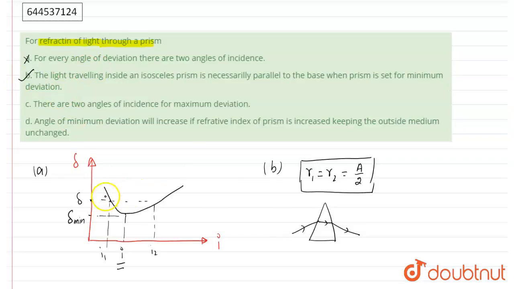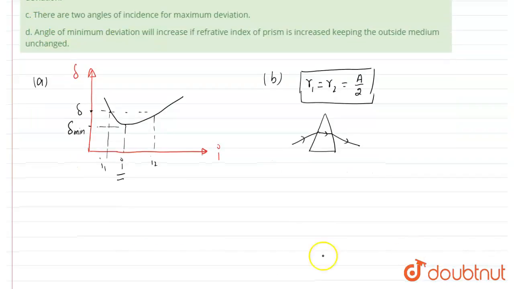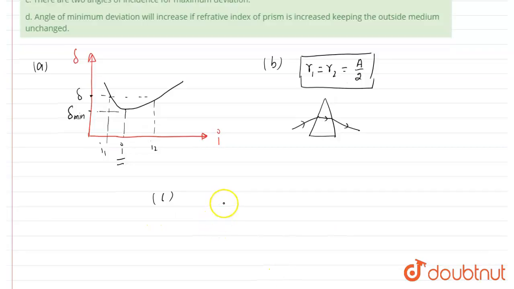Now we read option C. There are two angles of incidence for maximum deviation. We will get maximum deviation when the angle of incidence is 90, which means the ray is parallel to the surface of the prism. That is the angle of incidence.